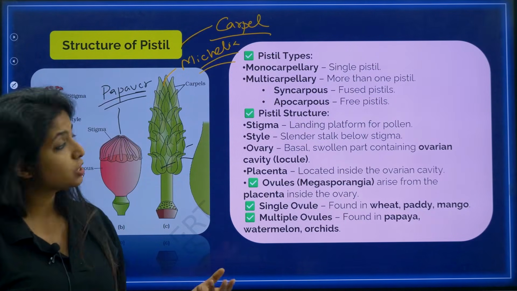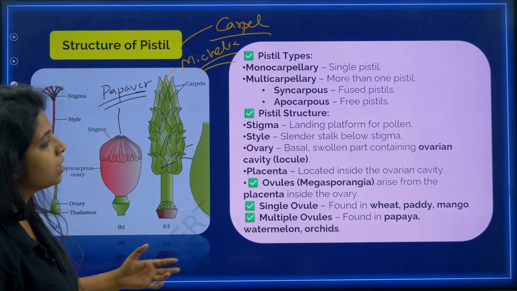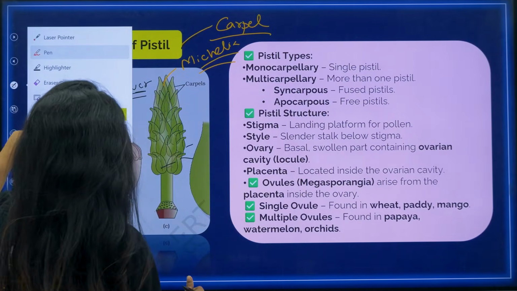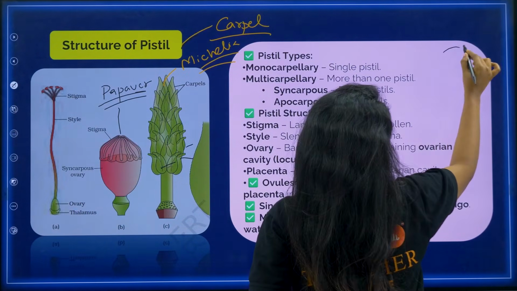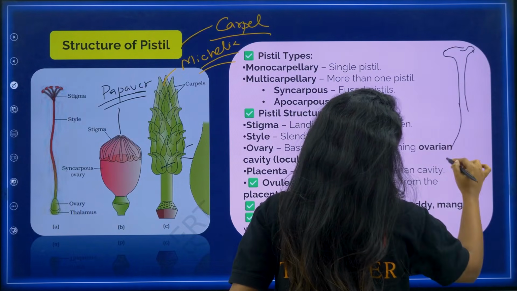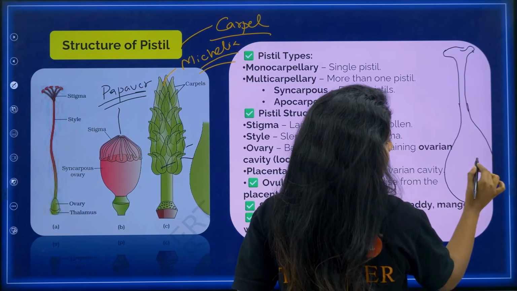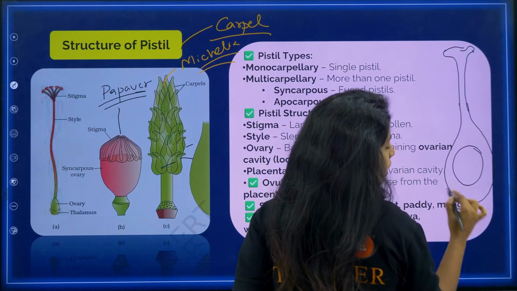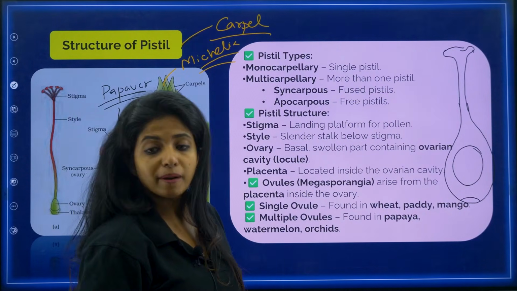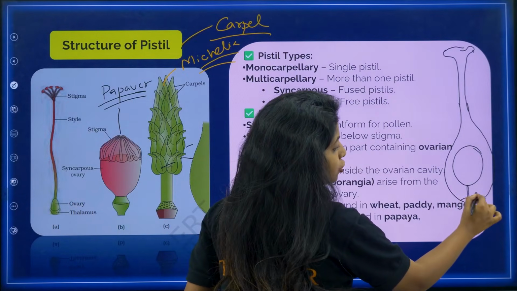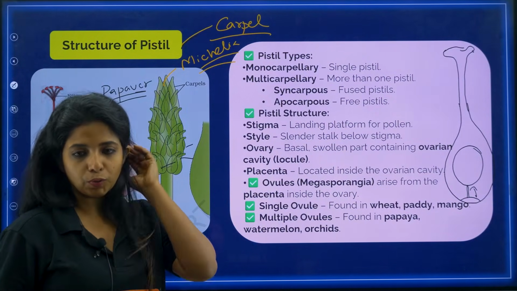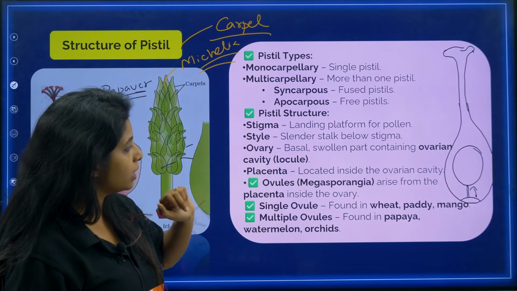Now, if you talk about the general structure of the pistil, my dear children, there will be a stigma. I can make it here. So there is a landing surface that is known as the stigma, and then there is a style, and then there is an ovary. Inside the ovary you have an ovule, and also inside the ovary you have a placenta. What do you call it? Placenta, which will be providing nourishment to this particular ovule. Why is it providing nourishment to the ovule? You'll get to know that. So stigma, style and ovary are there.